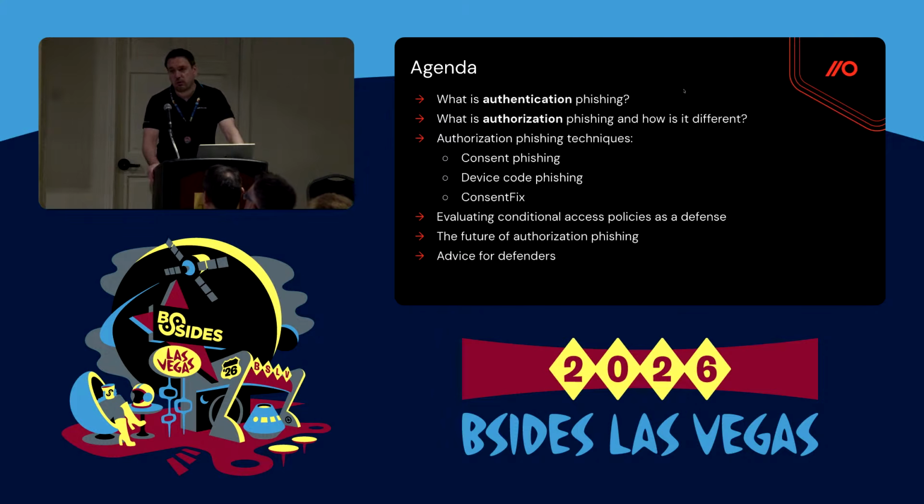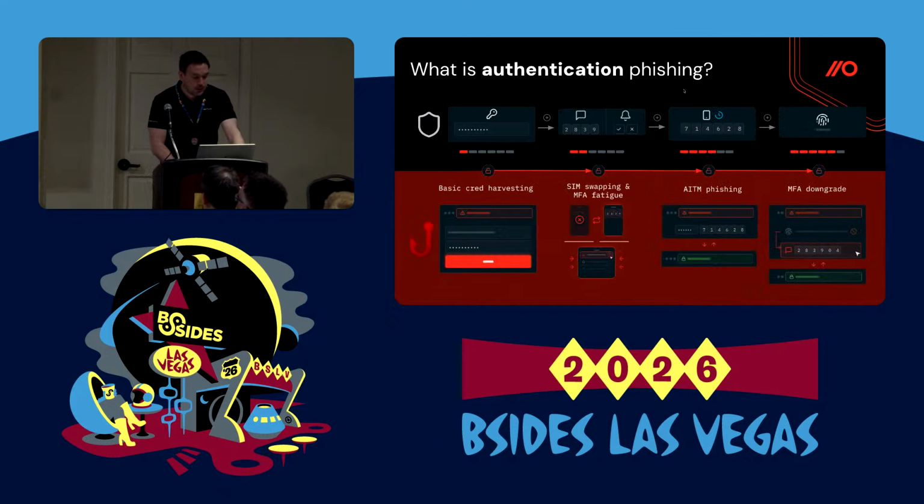So there's consent phishing, we'll spend a little bit of time on that, but the main focus will be on device code phishing and consent fix, which are the things that have taken off a lot more in the last year. We'll also look at, if you're talking about a Microsoft setup, how conditional access policies work in regard to this, and then we'll look at what the future of this vector might be and a little bit of advice for defenders.